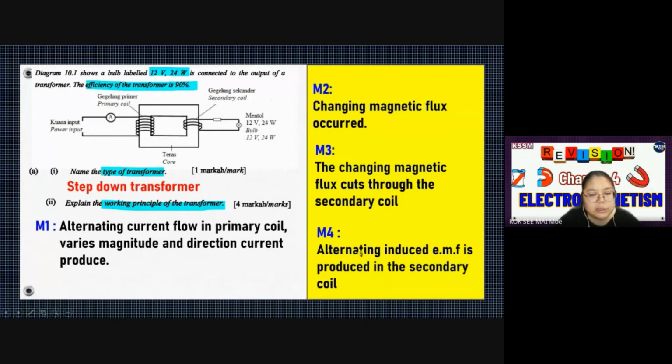Normally they just mention induced EMF. They never mention induced current in the secondary coil. They say induced EMF. So this is important, when I ask about how the transformer works.